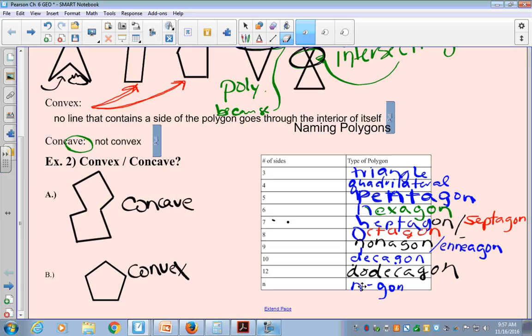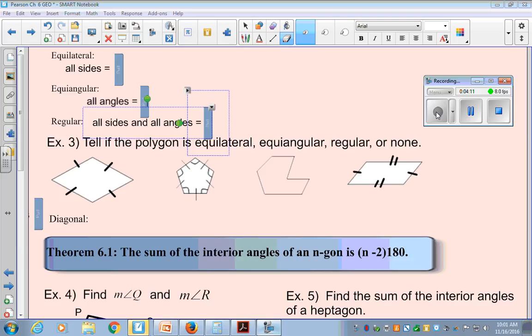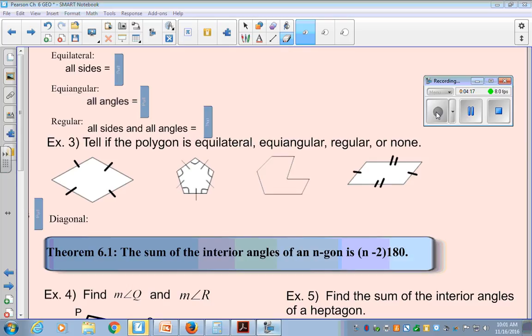All right, so equilateral means all sides are equal. Equiangular means all angles are equal. And regular is a combination of those two items: all sides and all angles are equal. So when we look at example three, we're going to say whether it's equilateral, equiangular, regular, or none. So the first one has all sides congruent. Do we have any information about the angles? No, so we can't say that it's equiangular or regular. All we can say is that it's equilateral.